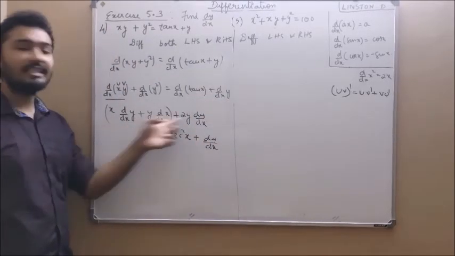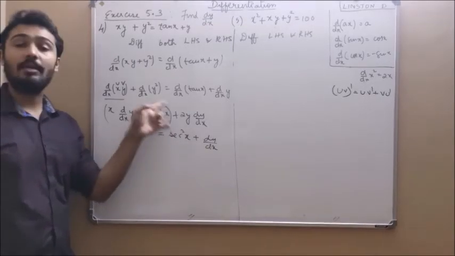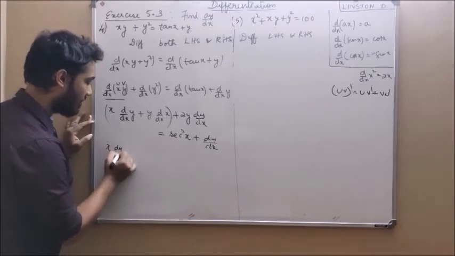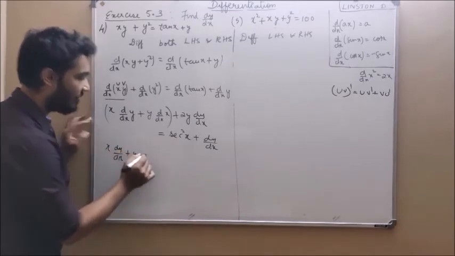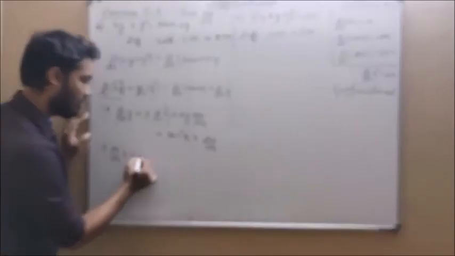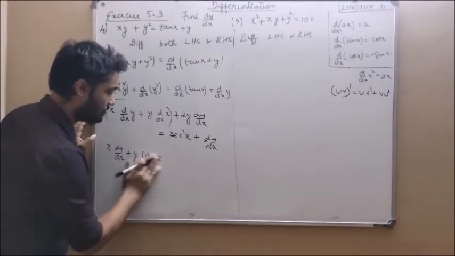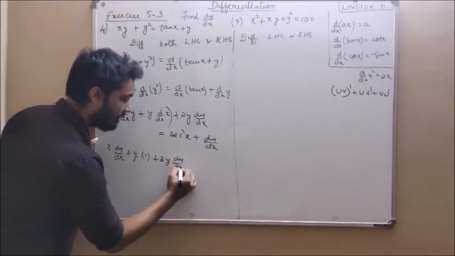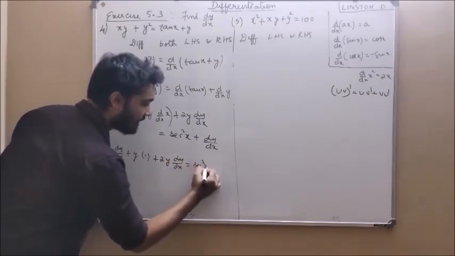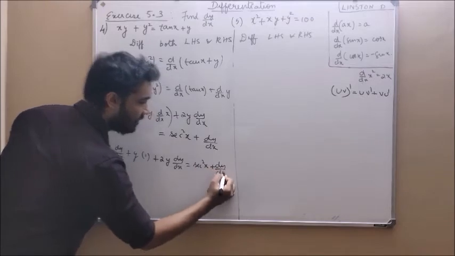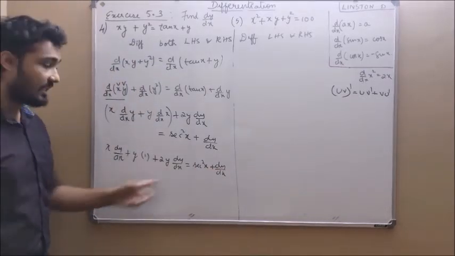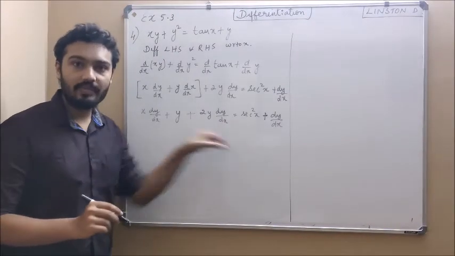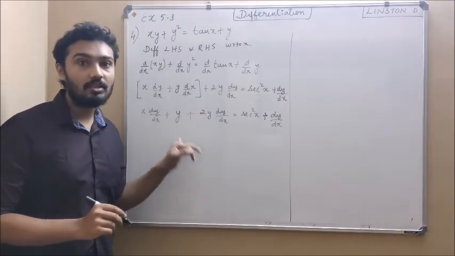Now on both the right side and left side we have dy by dx. Separate the dy by dx terms and write together. So this is x dy by dx plus y into d by dx of x, which is 1 into 1, plus 2y dy by dx equal to secant square x plus dy by dx. Now there are dy by dx terms. Take the dy by dx terms together. So now what is the next step? Take all the dy by dx terms together, all the other terms to the other side.